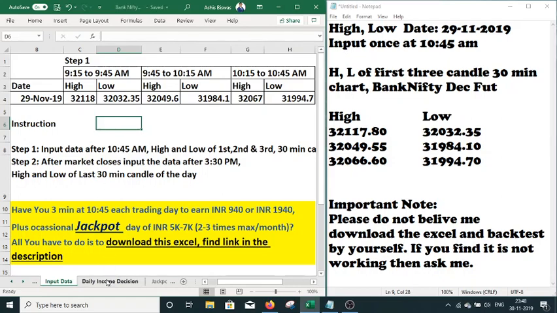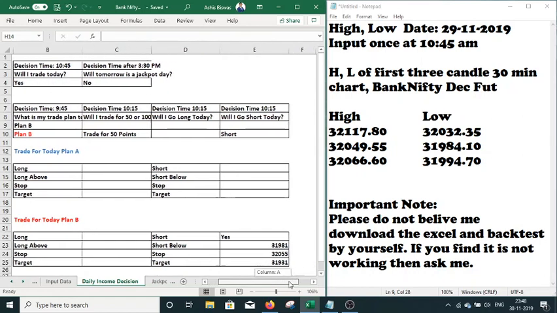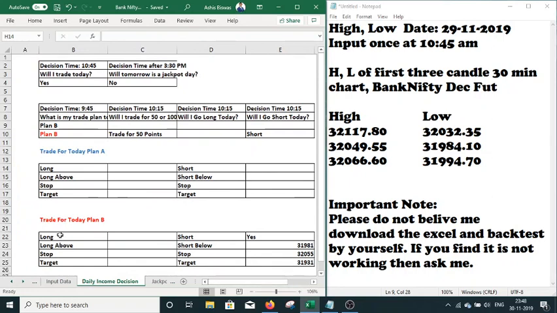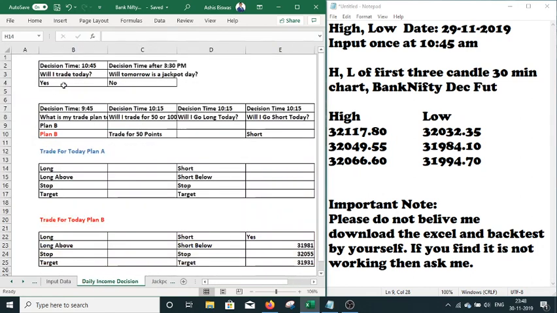Once you put the data, you will find all these trades and levels here. As you can see, the date is coming, the 29th, and the trade today. Yes, there is a trade, and the trade is for 50 points. Remember, we will either trade for 50 points or 100 points if it is not a jackpot day.